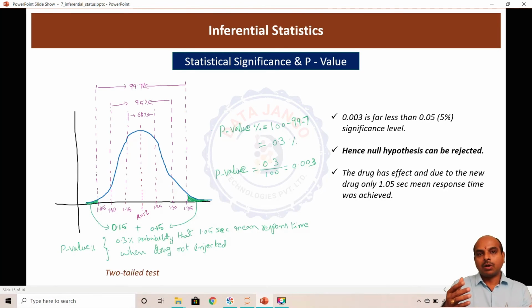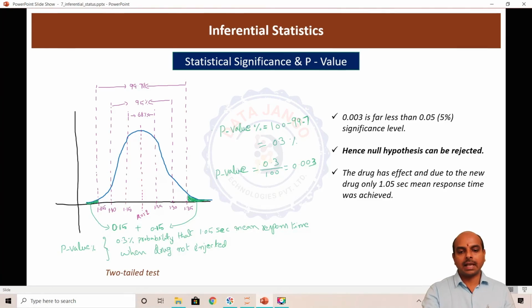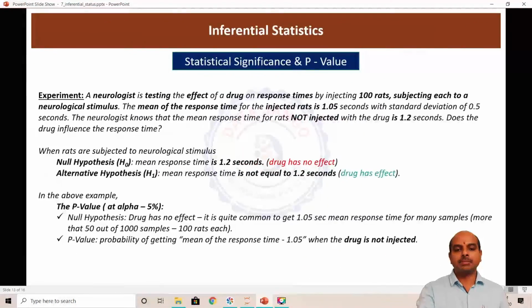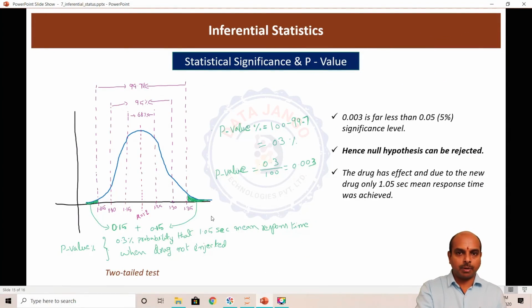So that is about how we calculate the p-value and how exactly we do the statistical significance test. Before we end, let us try to understand what is a two-tail test, left tail test and right tail test. Here we did a two-tail test. Now we are considering the probability on the left side and right side both. We have to do this because the null hypothesis says the mean response time is equal to 1.2 seconds, and the alternate hypothesis says it is not equal to 1.2 seconds. That means it can be less than or more than, so we need to consider both the probabilities.